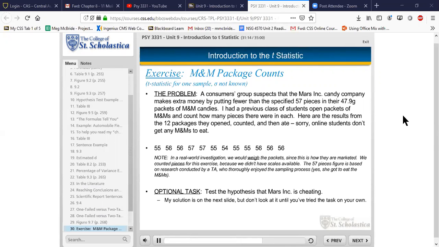Before looking at the next slide that has my handwritten solution on it, try carrying out the appropriate hypothesis test to determine whether the average of the 12 packets in the sample differs or not from the specified population mean of 57.